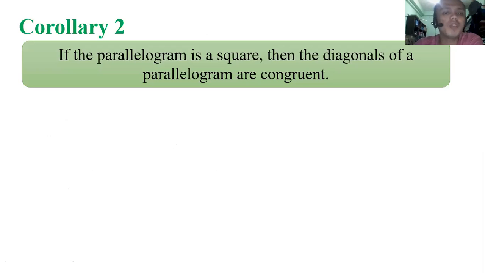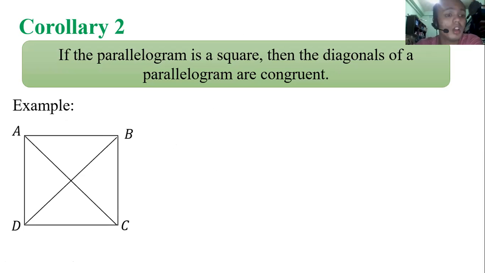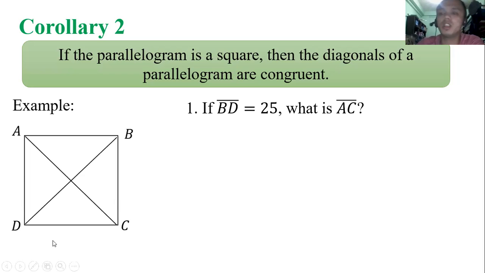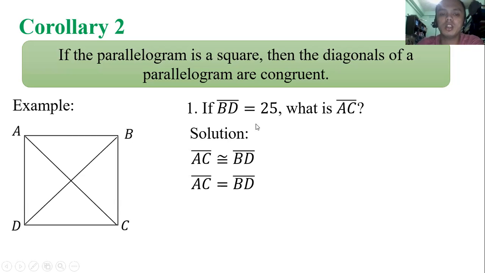Next. Corollary number 2: if the parallelogram is a square, then the diagonals of the parallelogram are also congruent. Kung yung given parallelogram is square, automatic yung diagonals niya are also equal, tulad dun sa rectangle. Now, example: since AC and BD are the diagonals of square ABCD, if BD is 25, what is AC? Again, following the property, AC is congruent to BD and AC is equal to BD. Substitute BD to 25. Therefore, your AC is also equal to 25.